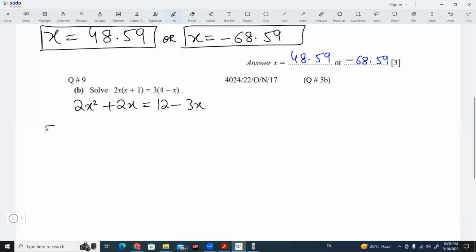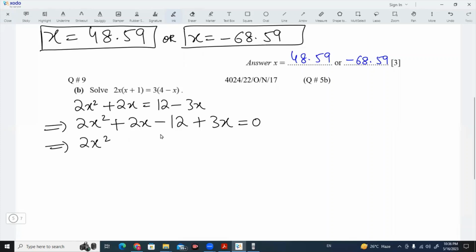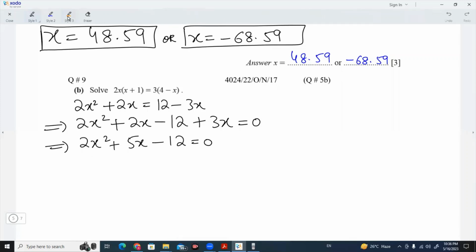So bringing these two terms onto the left hand side: 2x squared plus 2x minus 12 plus 3x equals 0. In the next step, adding the like terms, plus 2 and 3 will result in plus 5x, minus 12 equals 0. We can check: 12 times 2 is 24. Factors of 24, which if we subtract, result in 5.